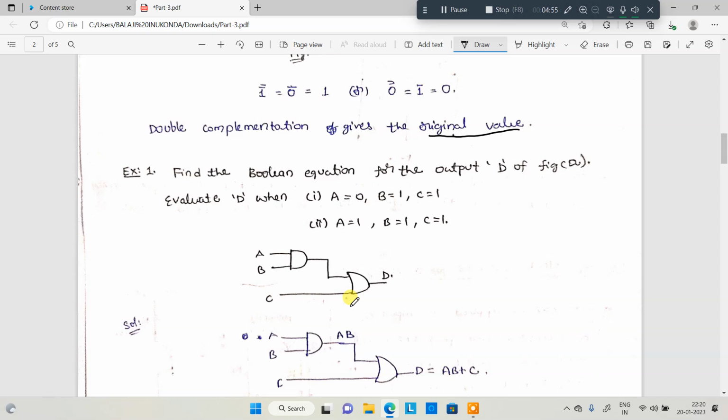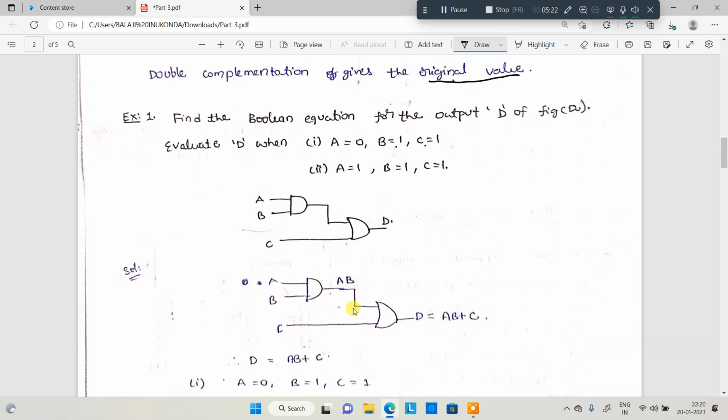So this is the end of the NOT gate. Now we are going to discuss examples of the NOT gate, AND gate and OR gate. The first example: find the Boolean equation for the output D shown in the figure. There are two cases. The first case: A is equal to 0, B is equal to 1, C is equal to 1. I will explain here.